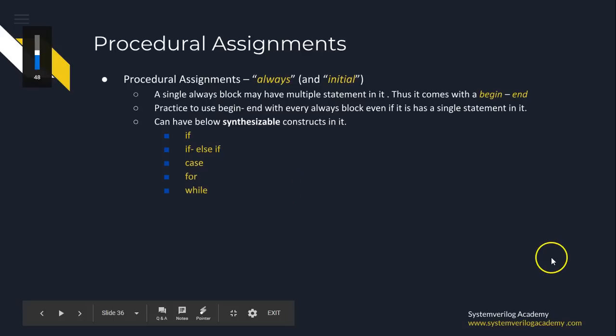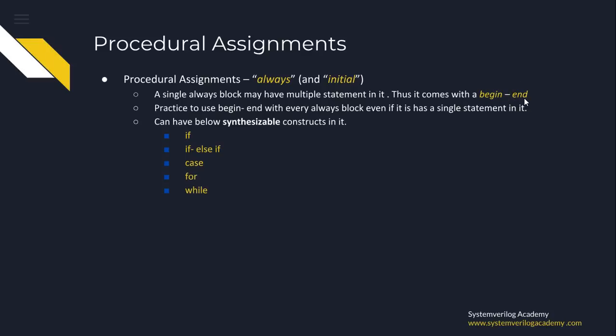A procedural assignment block can have multiple statements in it. Thus the block needs to be marked with begin and end keywords if there are multiple statements in it. Procedural assignment statements can be introduced using the keywords always, initial, final, task and function. As a beginner, you need to learn about always and initial blocks.